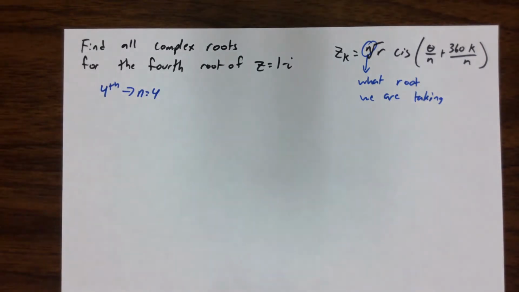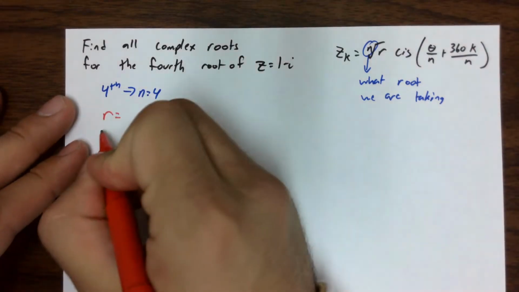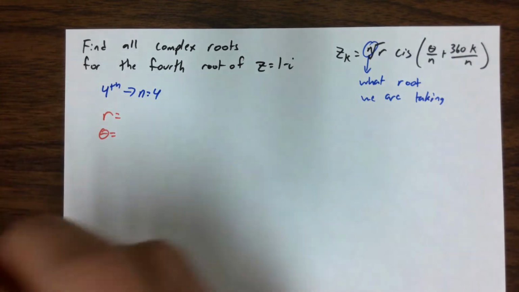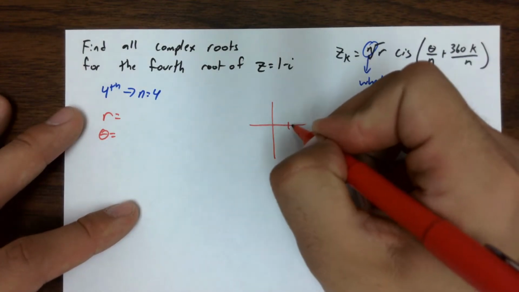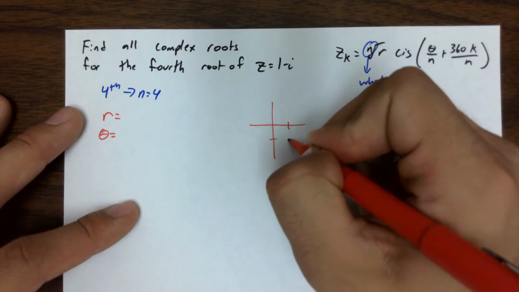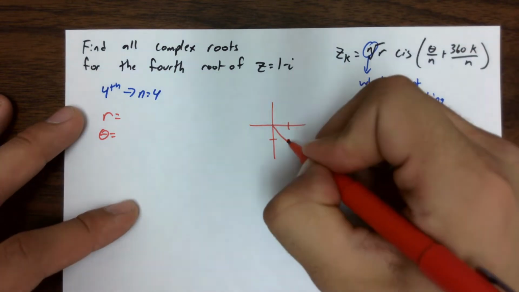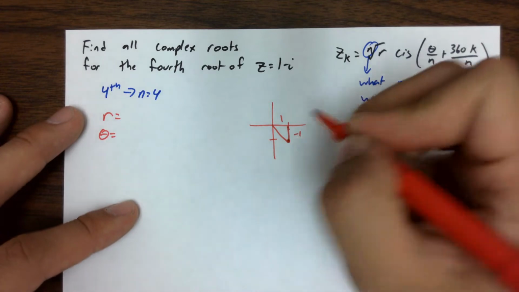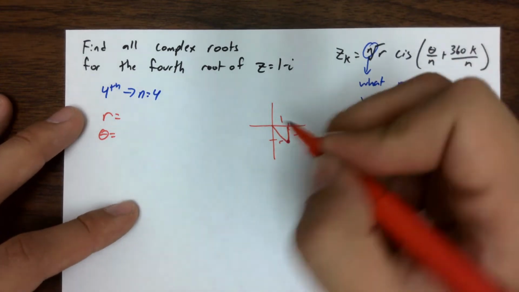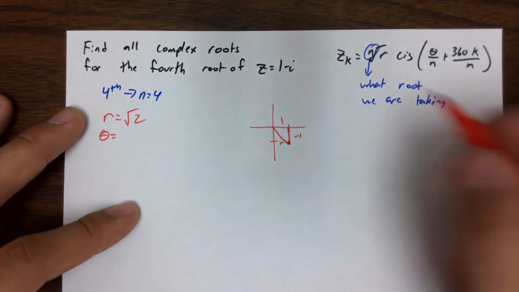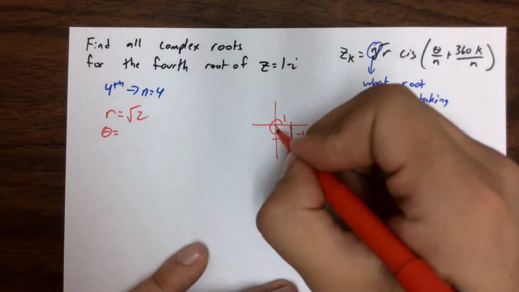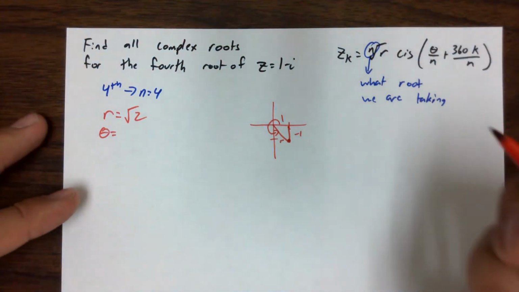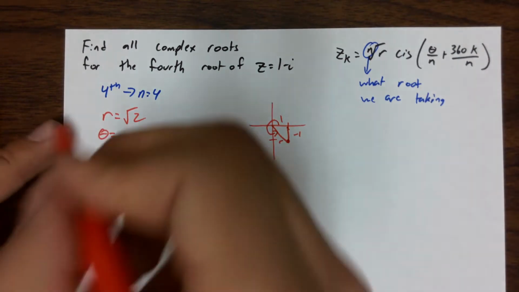In order to get polar, I need r and I need theta. So I'm going to go ahead and graph this. That is 1 in the positive real direction, -1 in the imaginary direction. So 1, -1. So my r is root 2. And now my angle, you can choose anything you want for your angle. We'll say, hey, it's a 45, 45, 90. So that is 315.